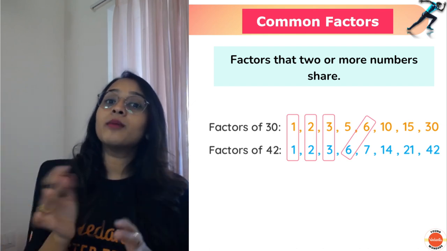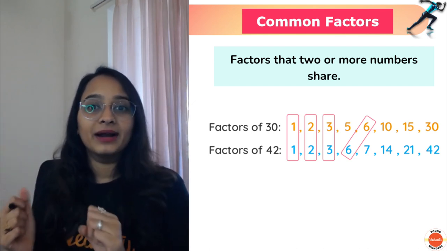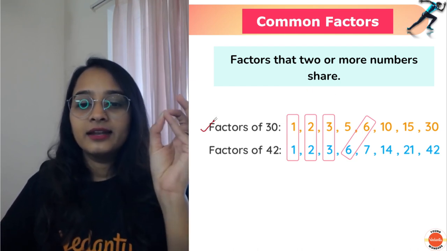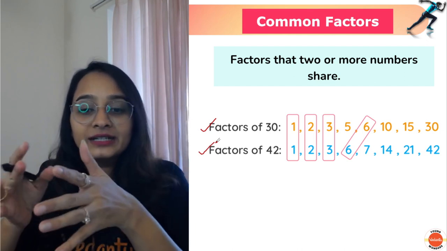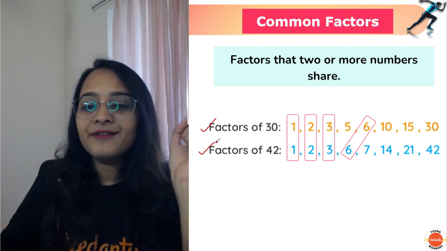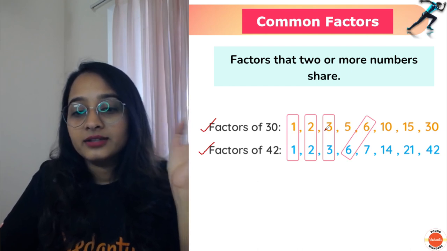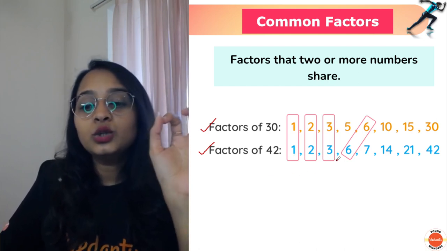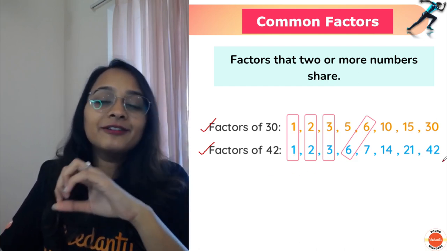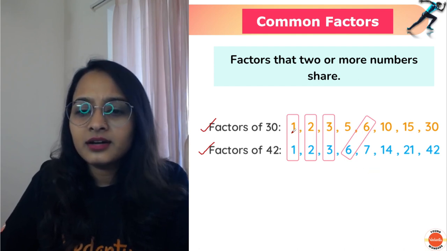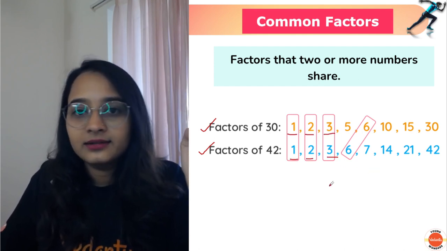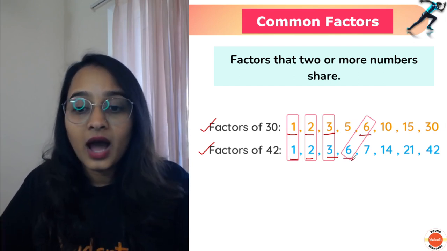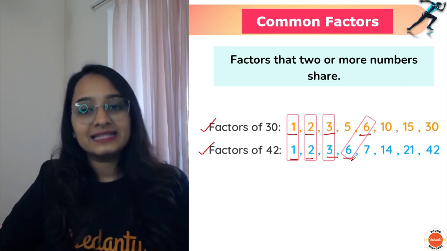And then we have common factors and common multiples. Now, what are common factors? Let's list out the factors of 30 and 42. 30 ke factors are 1, 2, 3, 5, 6, 10, 15, 30. And 42 ke factors are 1, 2, 3, 6, 7, 14, 21, and 42. So, what are the common factors here? 1, 2, 3, and 6. So, the common factors here are 1, 2, 3 and 6.